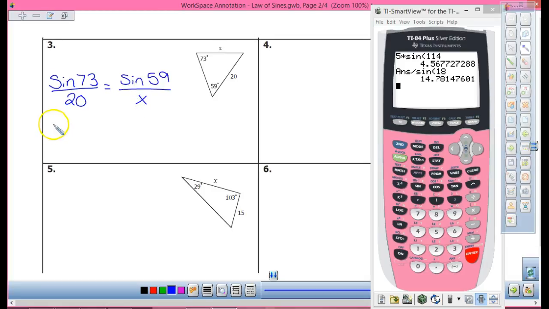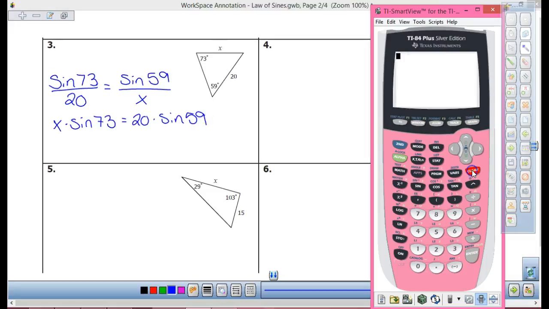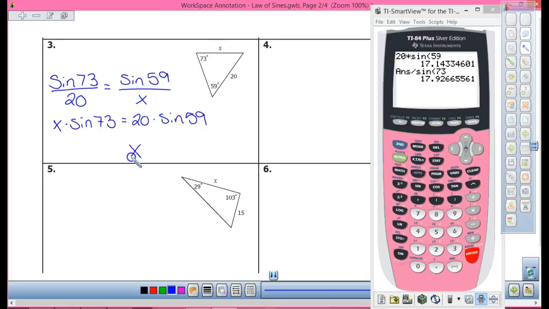All right, so we cross multiply: x times sine of 73 equals 20 times sine of 59. To the side without x, 20 times sine of 59. Divide by what's with x, sine 73. X equals 17.9.